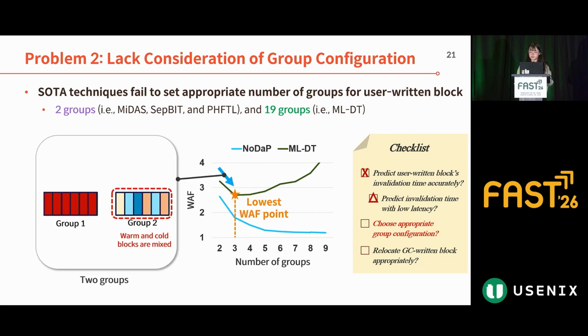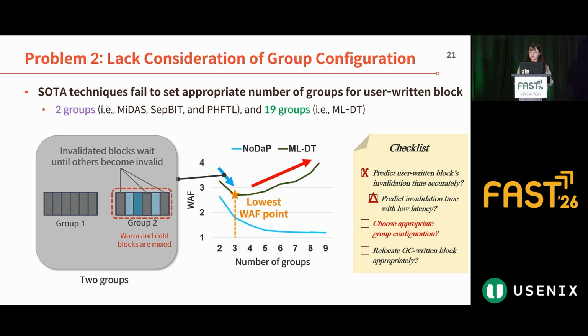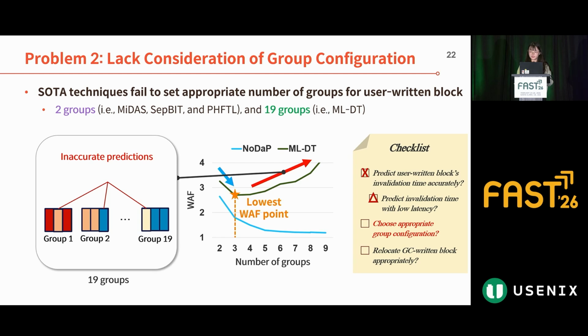This is because with only 2 groups, the coldest group ends up mixing warm and truly cold blocks. The warm blocks become invalid earlier, but occupy space, which increases WAP. However, when we increase the number of groups beyond 3, using too many groups makes invalidation time prediction harder, leading to more misassigned blocks and consequently, more valid blocks remain during GC. Existing techniques choose either too few groups or too many groups without considering these factors, and they fail to minimize WAP.